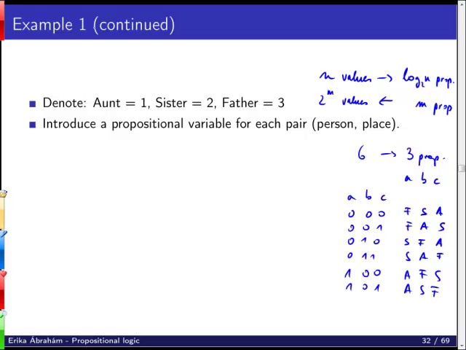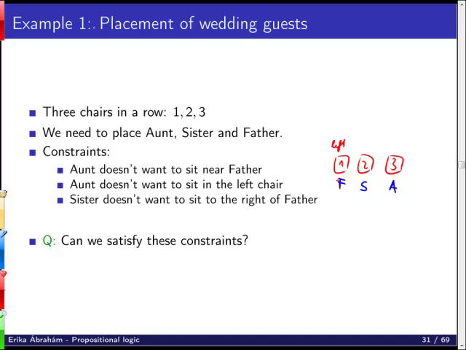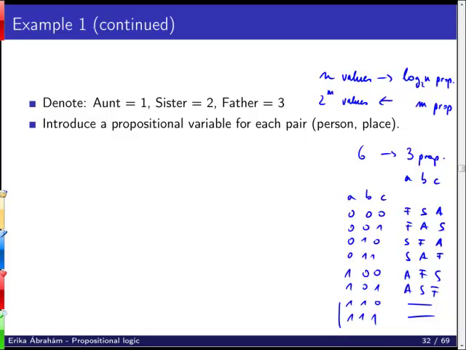And then somehow I have to encode in my formula that I take only one of these 6. That means the remaining 2 are not allowed. So I should say that these 2 combinations do not hold, and then I have to check, for example, that the aunt doesn't want to sit near Father. I have to check already by building the formula where it holds and where not. So this one doesn't work, this one doesn't work, this one not, and this one not.